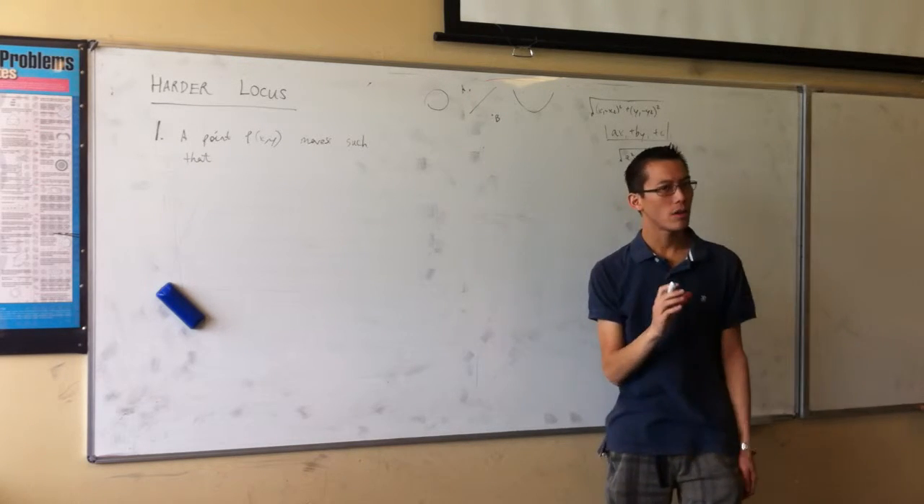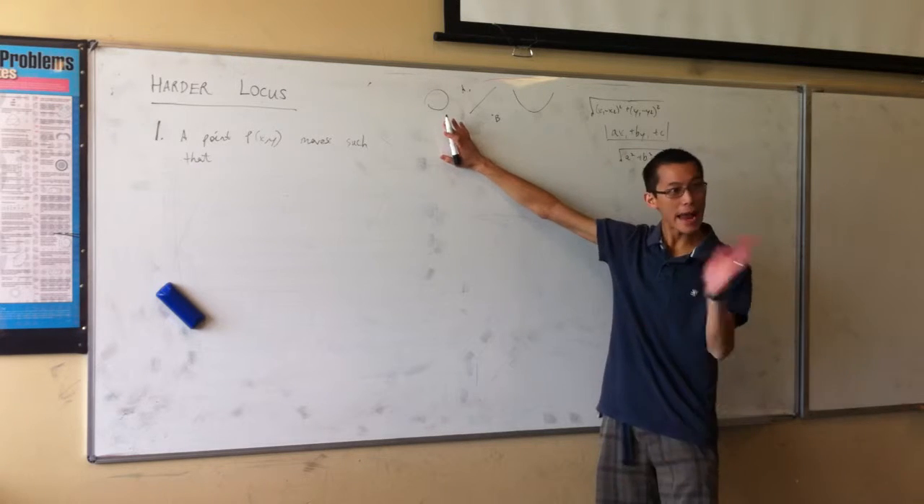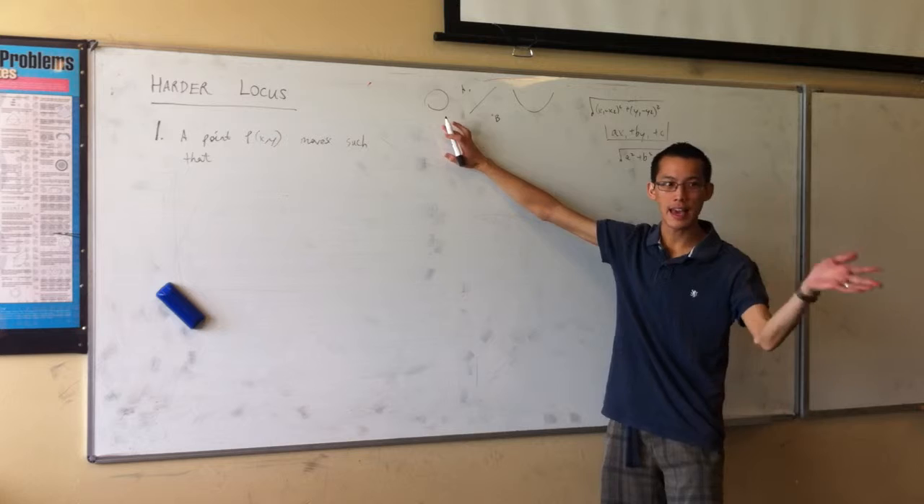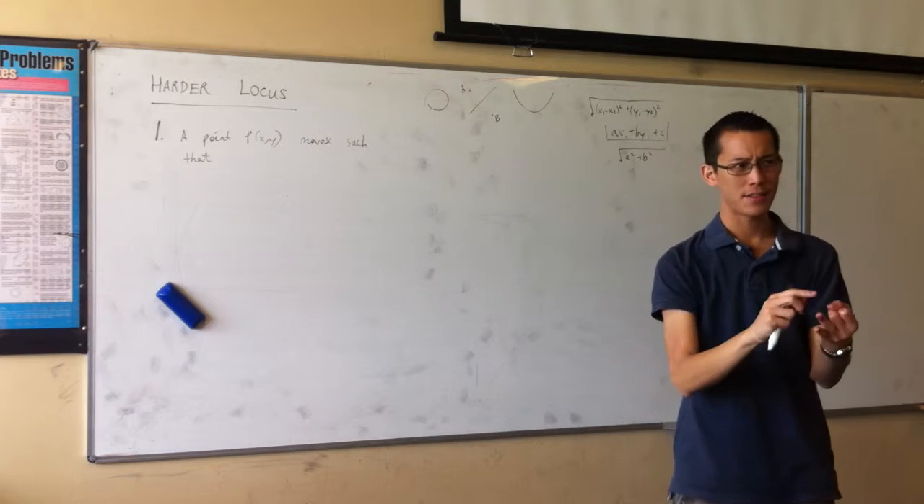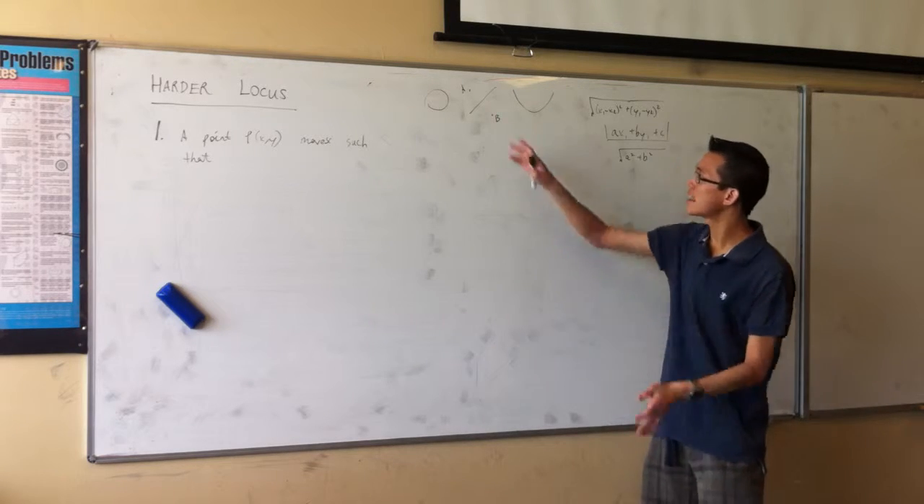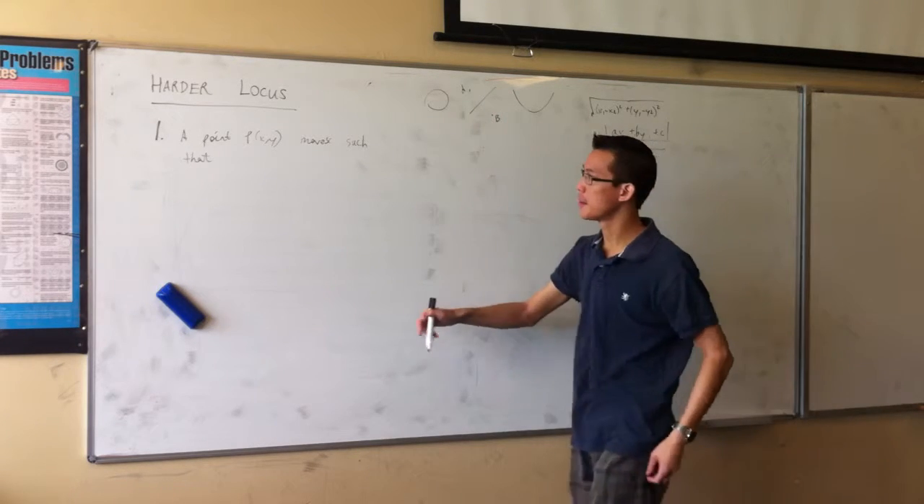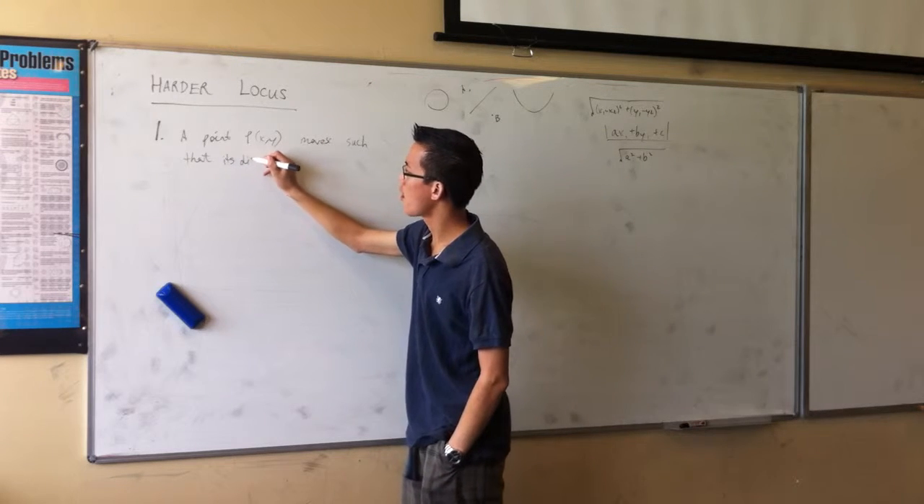Okay. Now I'm just going to modify that just a little bit, and you're going to see we're going to get a radically different shape. Okay. So at the end, after you've worked out the equation, we're going to draw it, or you've got to try and work out what it is. Okay. So instead of equidistant from 2 points, we're going to say such that its distance from A.